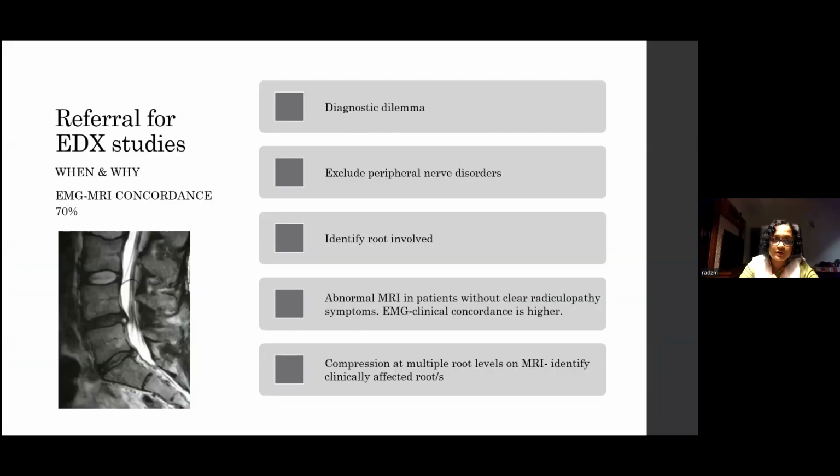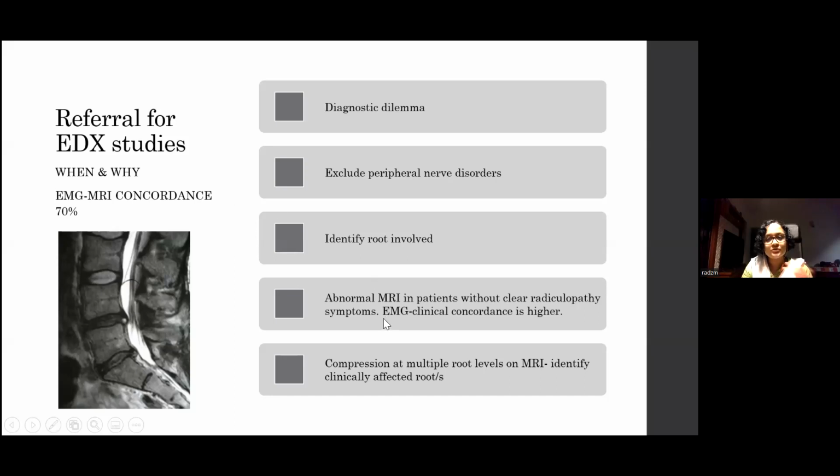So when you refer for EDX studies in patients with radiculopathy, when there are motor deficits, it is important that you refer, because you then know that there is evidence of active denervation. You want to demonstrate it just in case the patient needs to go for surgery. Also, there is a diagnostic dilemma. So the patient has sensory symptoms. You don't know if it's carpal tunnel syndrome, ulnar neuropathy, or whether it's a C8 or T1 radiculopathy. So exclude peripheral nerve disorders. Also, it will help to identify the root. So where we had the confusion between L5, S1, doing the EMG will tell you, okay, that looks more like S1 rather than L5, that sort of thing.